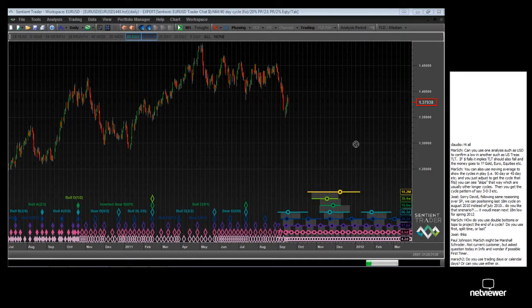I know there are some questions there. A question: do you use trading days or calendar days, or can you use either or? Absolutely and adamantly, we use calendar days. The reason for that is because Hurst cyclic principles are based on the fact that price movement is moved by cycles which move over time.